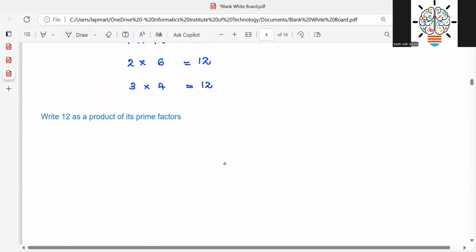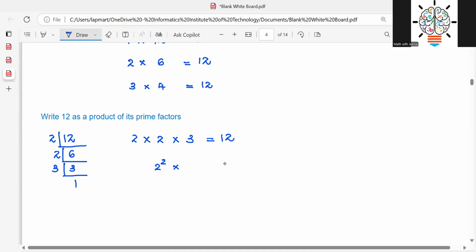So then what I do, I take 12 and divide this by 2, starting from the lowest prime number, right? You can start dividing by 3 also, but start from 2, the smallest possible one. So this becomes 6. Again, I can divide this by 2. So this becomes 3. Now I can divide this by 3. This becomes 1. So then 2 times 2 times 3 will be equal to 12. That means 2 to the power 2 times 3 is equal to 12.